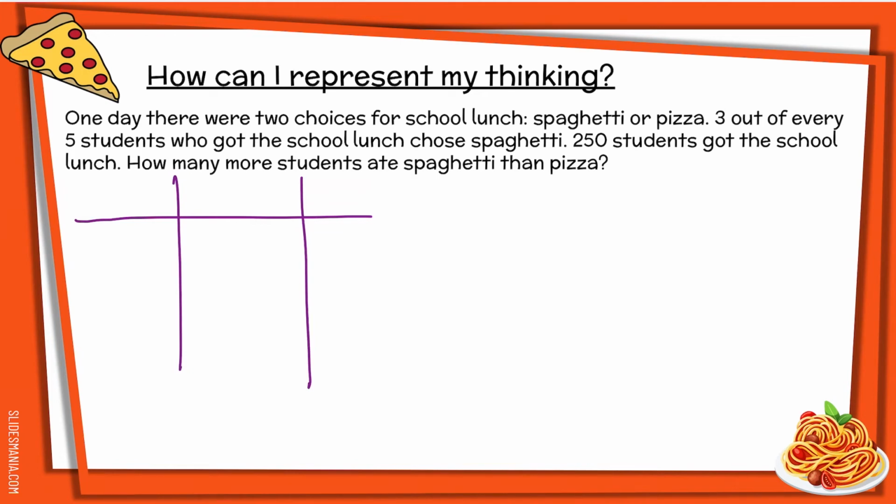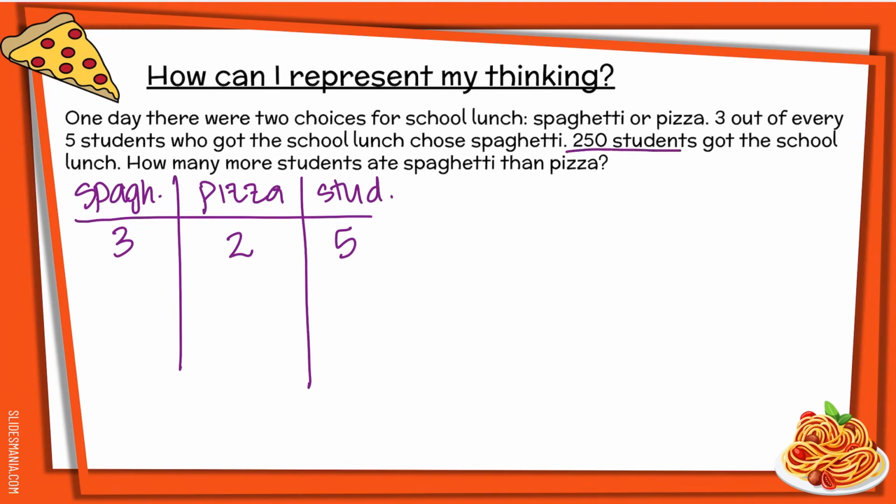So 3 out of every 5 students get spaghetti. That means the other 2 get pizza. So 3 to 2 is my ratio for my part to my part. But my whole, so the total number of students, in this case would be 5. Because 3 out of 5 got spaghetti, which means 2 out of 5 would have had to get pizza.